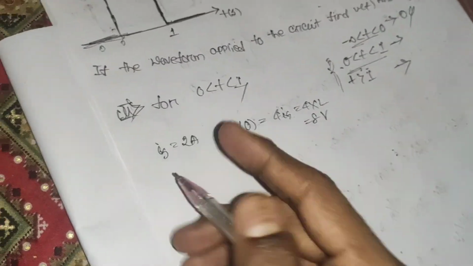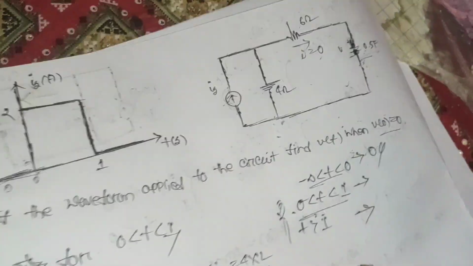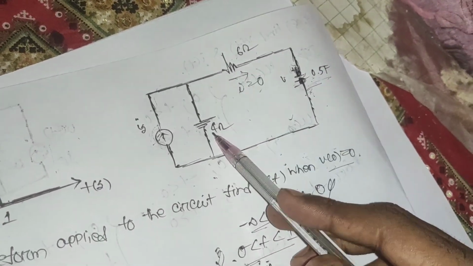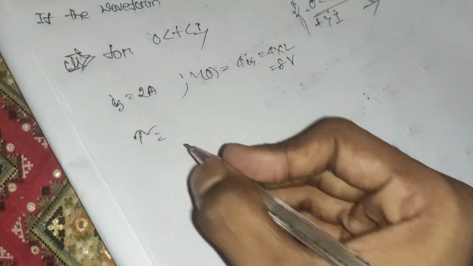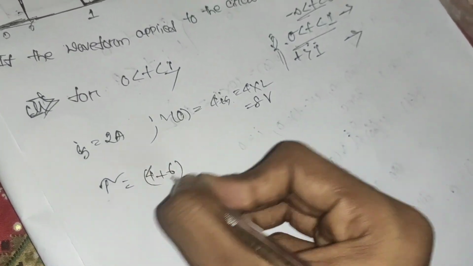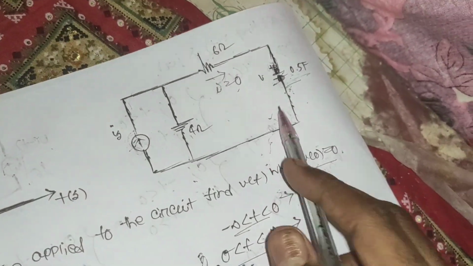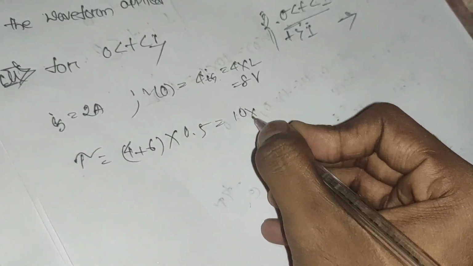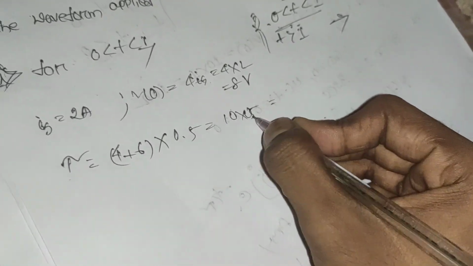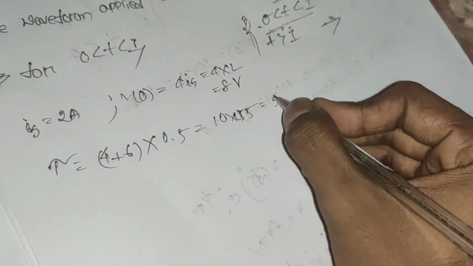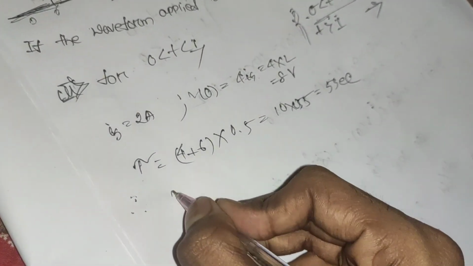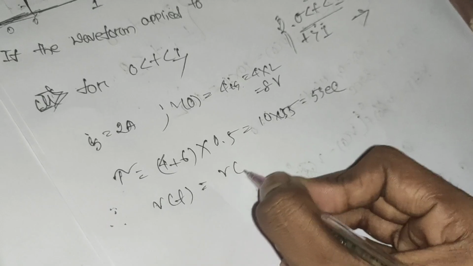Now we have to calculate tau. What will be the value of tau? Tau equals RTH into C. So RTH equals what? 6 and 4 are in series, so it will be 4 plus 6, into C. What is the value of C? It equals 0.5. So 10 into 0.5 equals 5 second. Okay, so if we want to calculate the Vt equals V infinity.